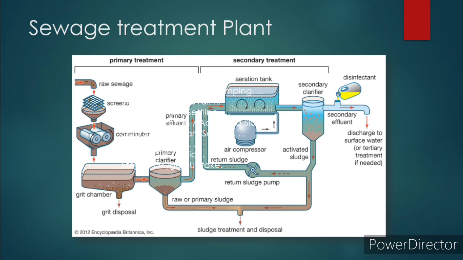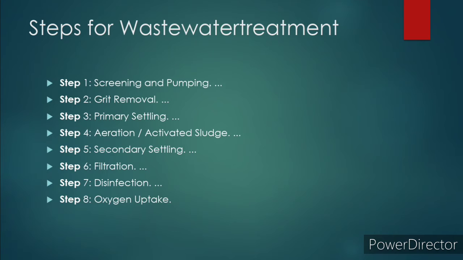So in all, once again, we can recall all the steps very briefly. First one is known as screening and pumping, then grit removal, then primary settling, that is sedimentation, then aeration, then secondary settling, then filtration, then disinfection, and last oxygen uptake. These are the steps which are part of the process of wastewater treatment.